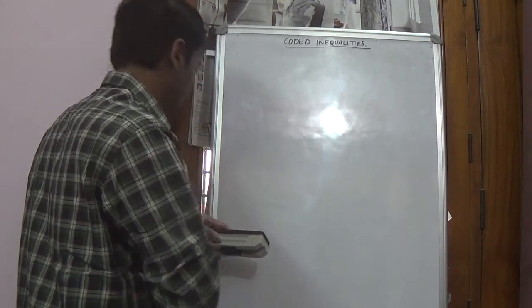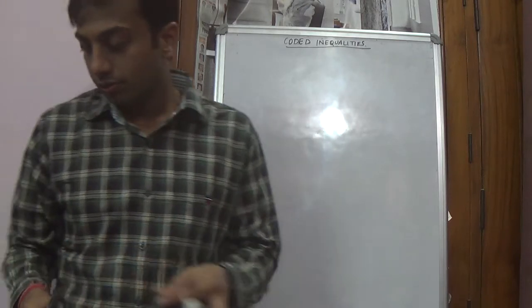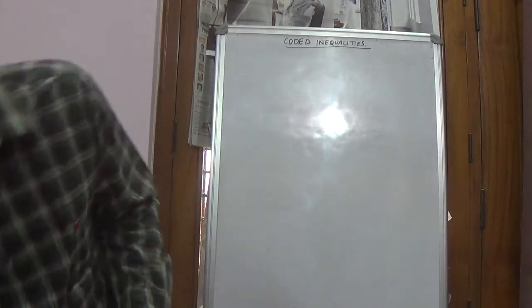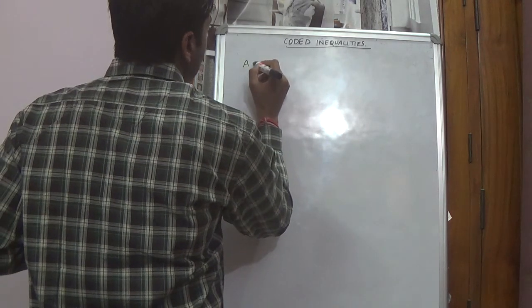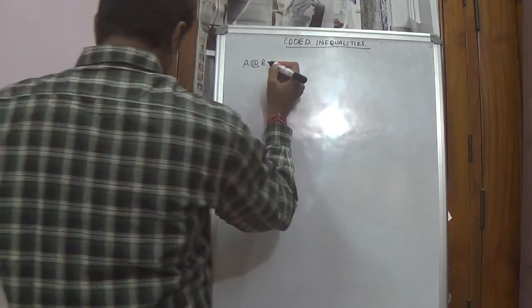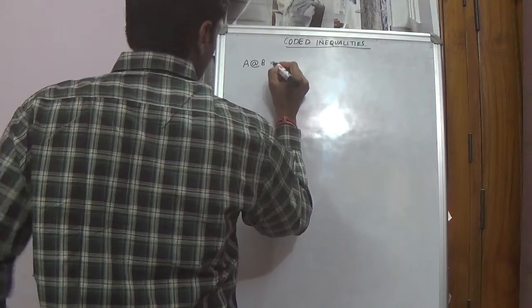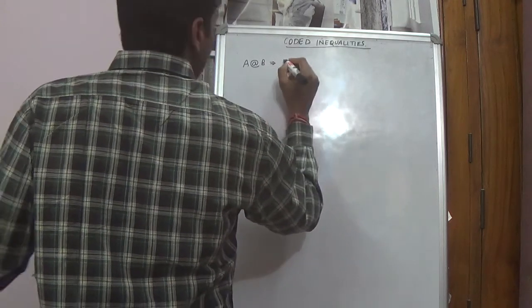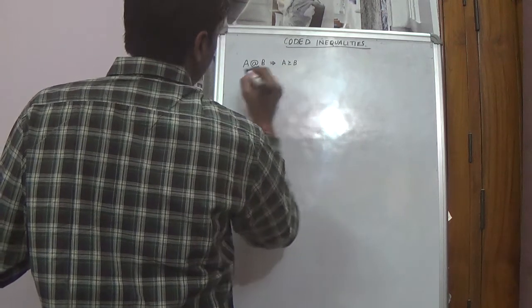So first of all, IBPS 2013 question, which says: A star B, A ampersand B means A is not smaller than B. This means A is either greater than or equal to B.